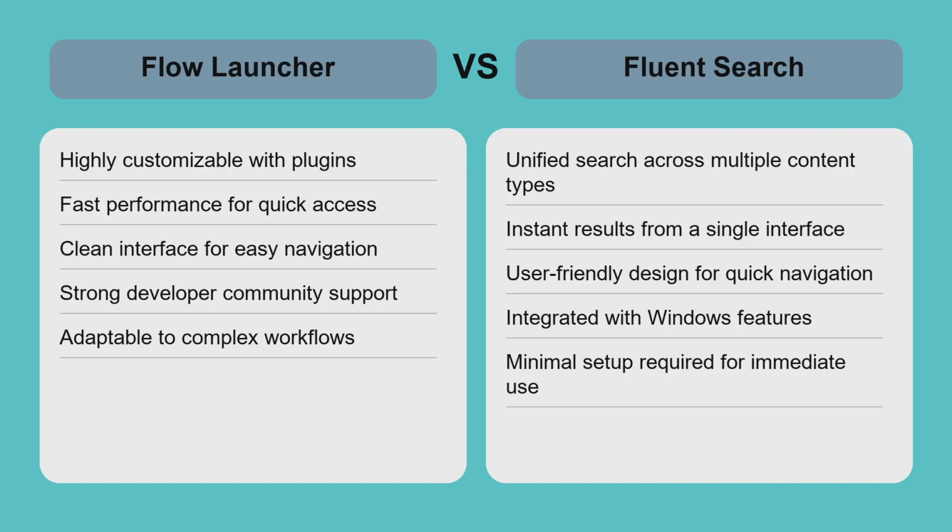Fluent Search, on the other hand, offers a polished integrated search experience that covers a wide range of content types without extra configuration. For example, if you need to quickly find emails, settings, or files in one place, Fluent Search delivers out of the box. But if you prefer building a personalized launcher ecosystem, Flow Launcher is better suited. The trade-off is between flexibility and ready-to-use integration, so your choice depends on whether you prioritize customization or simplicity.